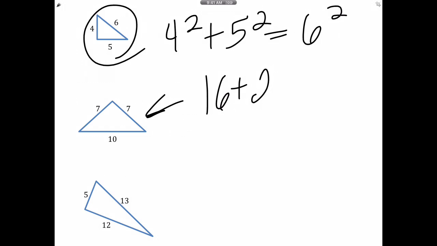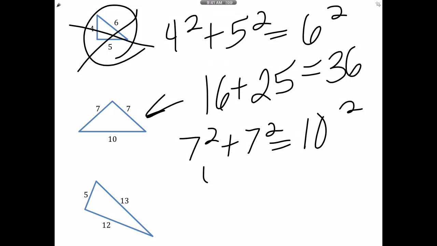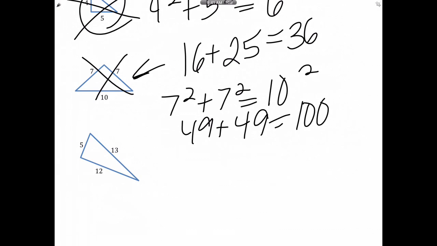16 plus 25 equals 36. Is that true? No, that is not a right triangle. Let's try this one here. 7 squared plus 7 squared equals 10 squared. Okay, 49 plus 49 equals 100. No, that is not true. That is not a right triangle.